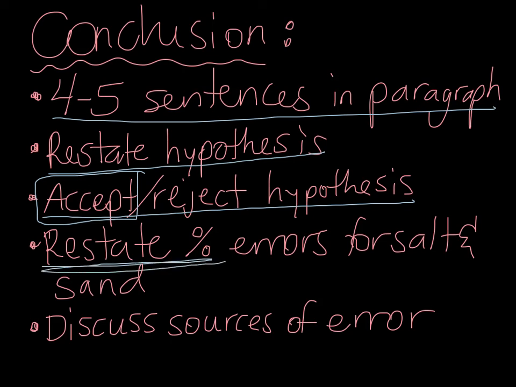Again, be a little redundant. Restate what your percent errors were for both the salt and sand. And the reason you're going to do that is because you are going to then discuss why you had percent errors. Discuss possible sources of error. So we know that we had water in our evaporating dish, and that could definitely give us a much larger percent error than we needed to have. You could have lost some of the sand or some of the salt. So make sure you include all of those things in your conclusion.